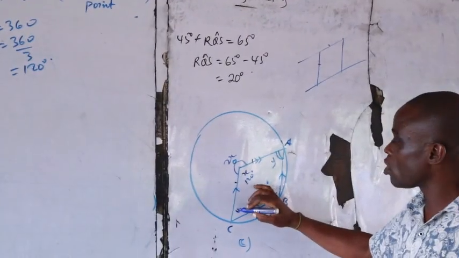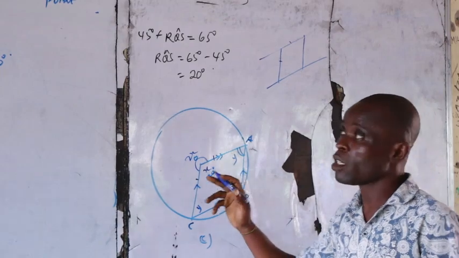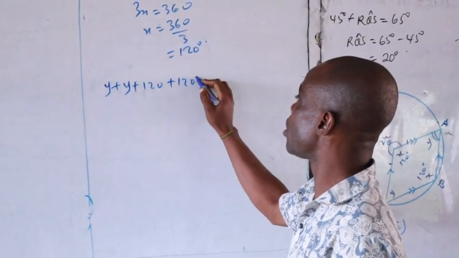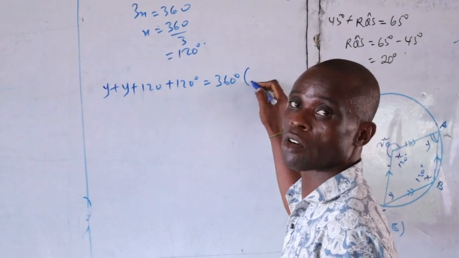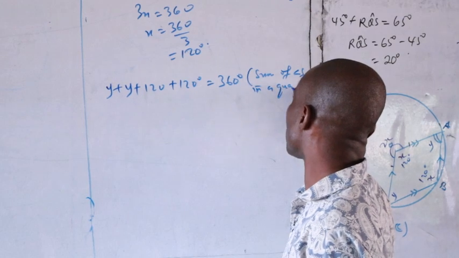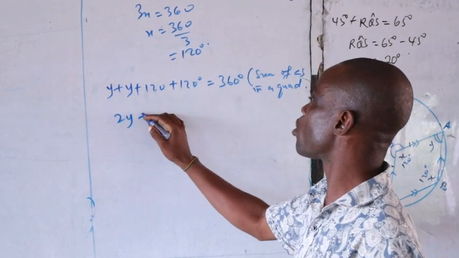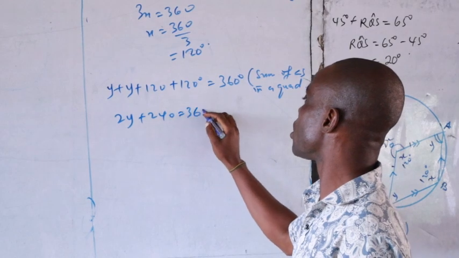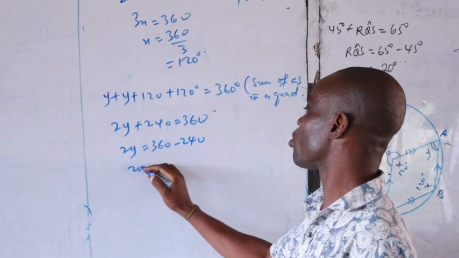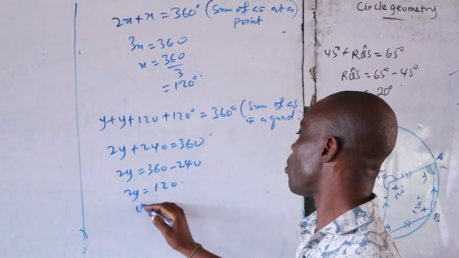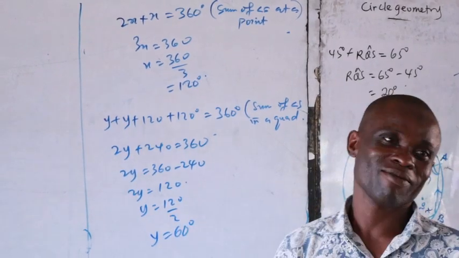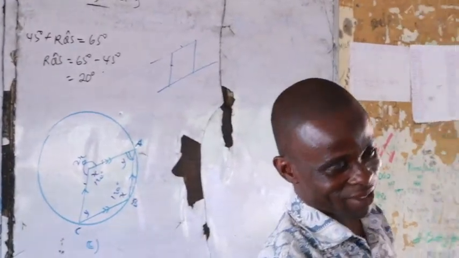Call this one y and call this one y2. They are equal. 2y and y plus 120 plus 120 equals 360. Sum of angles in a quadrilateral. 2y plus 240 equals 360. 2y equals 360 minus 240. 2y equals 120. y equals 120 over 2. y equals 60. y is 60 degrees.